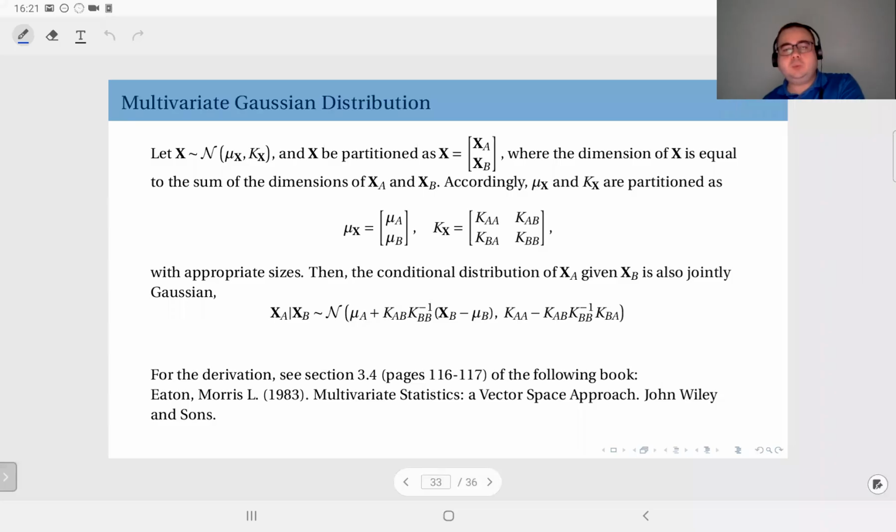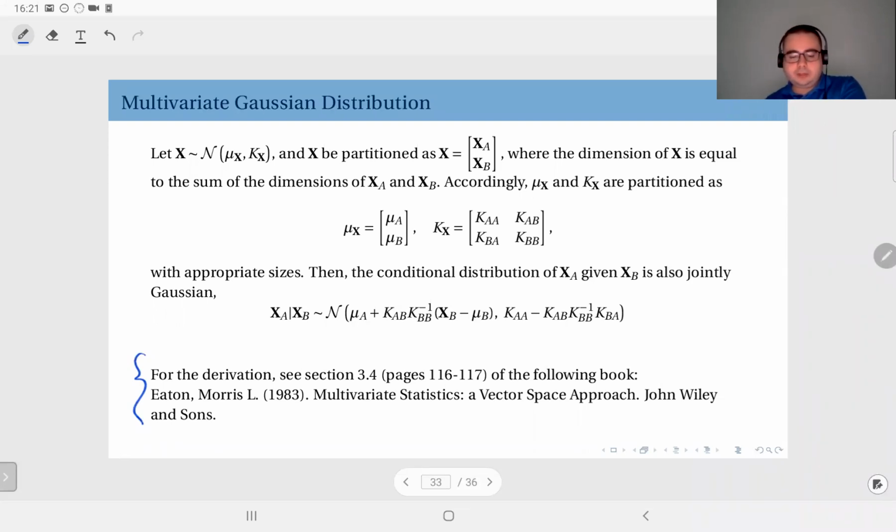Now again, with the multivariate Gaussian distribution, we can look at the conditional distribution. This is a little bit tedious to derive. I'm not going to do it, and it also requires some insight in terms of linear algebra and some random variable manipulations. I'll just give the result here. For the derivation, you can check this resource out.